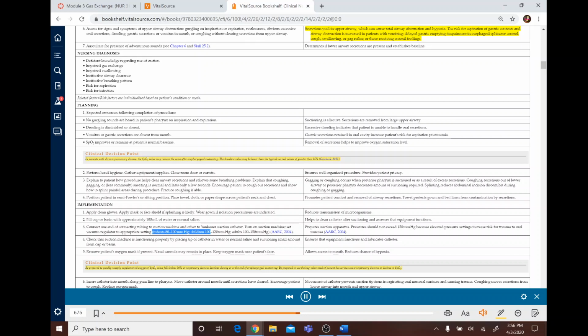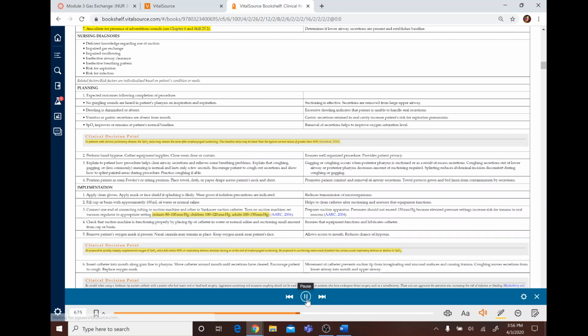The risk for aspiration of gastric contents and airway obstruction is increased in patients with vomiting, delayed gastric emptying, impairment in esophageal sphincter control, cough, swallowing, or gag reflex, or those receiving enteral feedings. 7. Auscultate for presence of adventitious sounds, see Chapter 6 and Skill 25.2. Determines if lower airway secretions are present and establishes baseline.